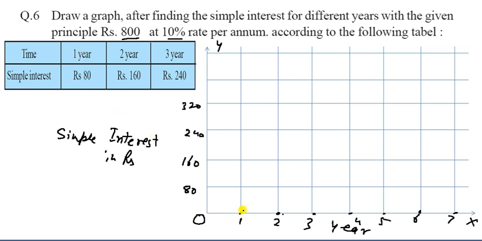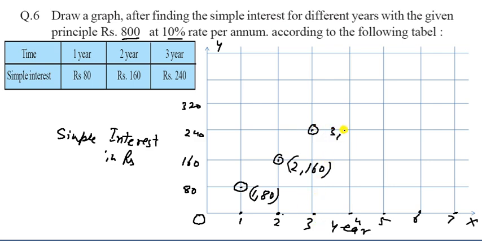So it is interest in rupees, and you can say it is simple interest. Let us see, the first one: 1 year is 80 rupees, so you can write here 1 and 80.